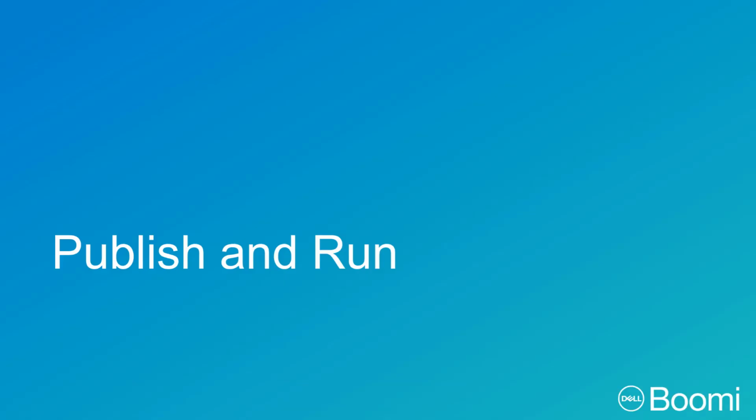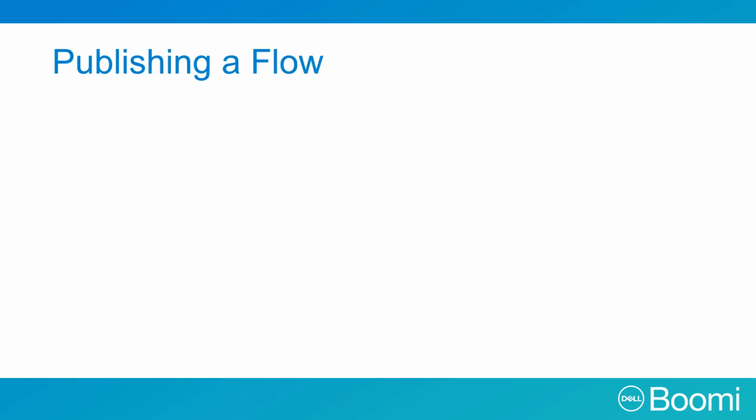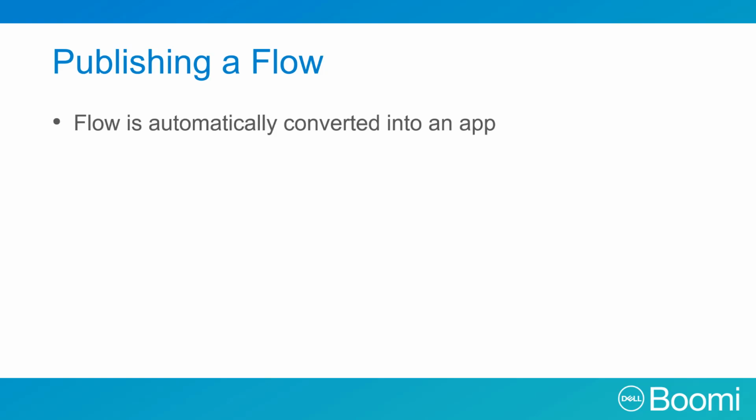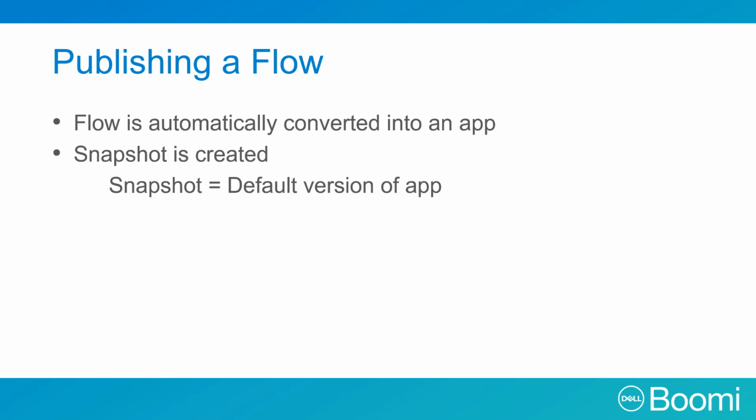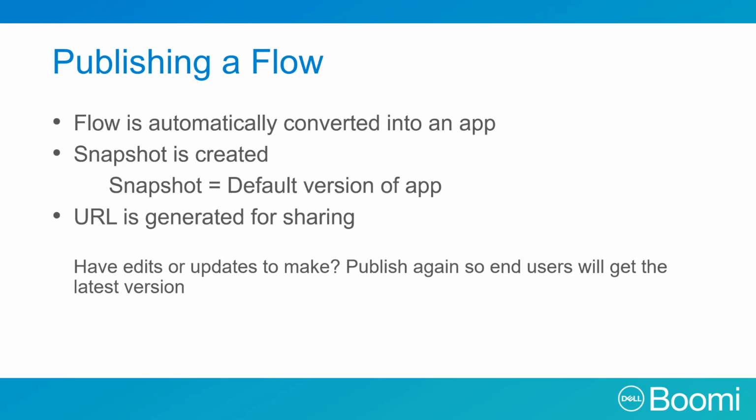In this section, we will speak about the publish and run actions that are performed within the BoomiFlow platform. A flow is automatically converted into an app. When you publish your flow, a snapshot is created. A snapshot is defined as a default version of your app. Also, a URL is generated that can be shared with others so that they can also access your app.